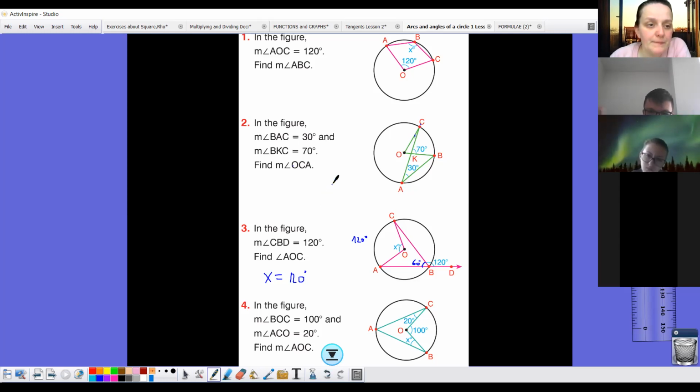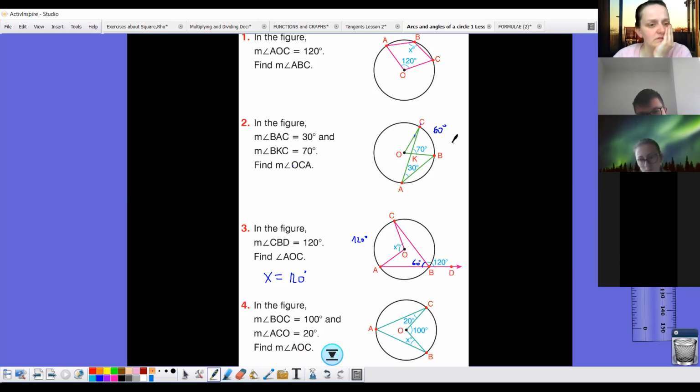CAB will be 60. You mean the arc? Yeah, the arc BC will be 60, because here you have this angle 30, so the arc will be 60. Then it will be 70 minus 60, 10.